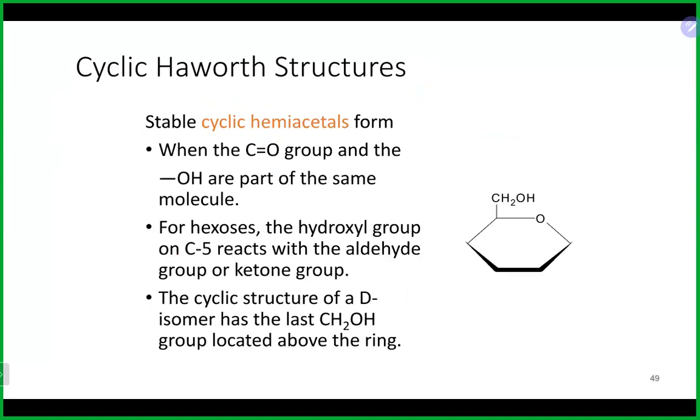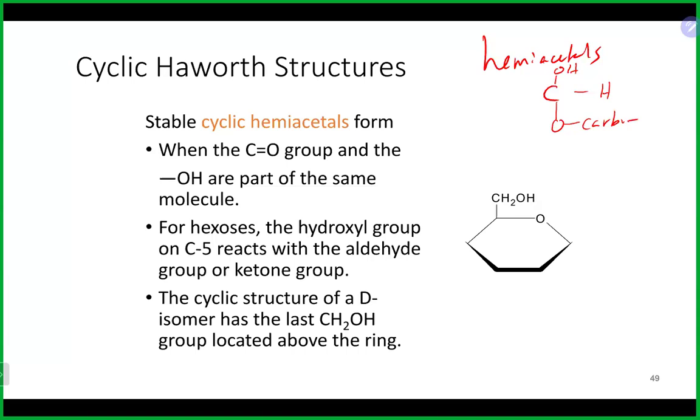So what happens is it will form a stable cyclic hemiacetal. If you remember, we talked about hemiacetals. Hemiacetals have a carbon group that's attached to a hydrogen, attached to an oxygen carbon group, and also has an OH group attached to it. So that is a hemiacetal. That is what you get when you take an aldehyde and add 1 alcohol to it. You get that hemiacetal that we talked about in those reactions.